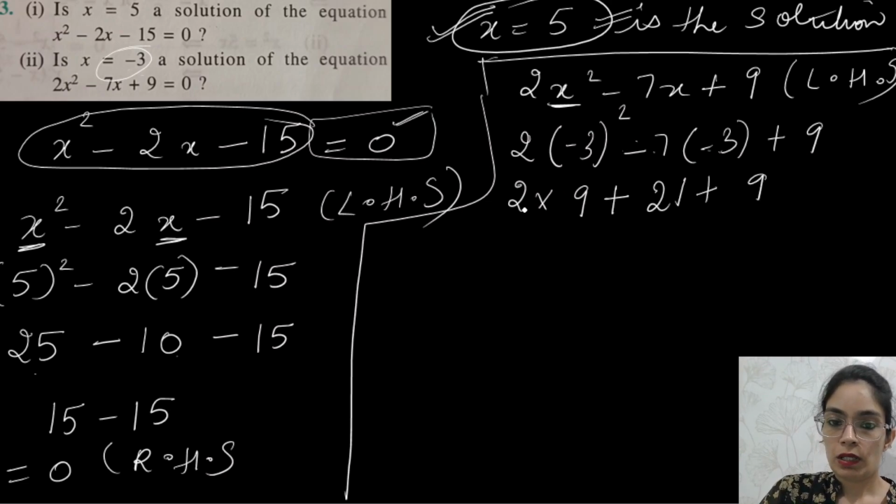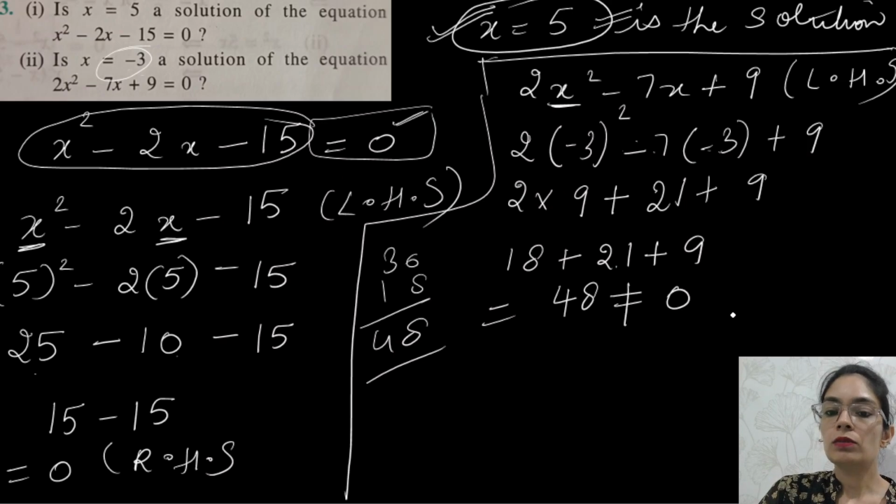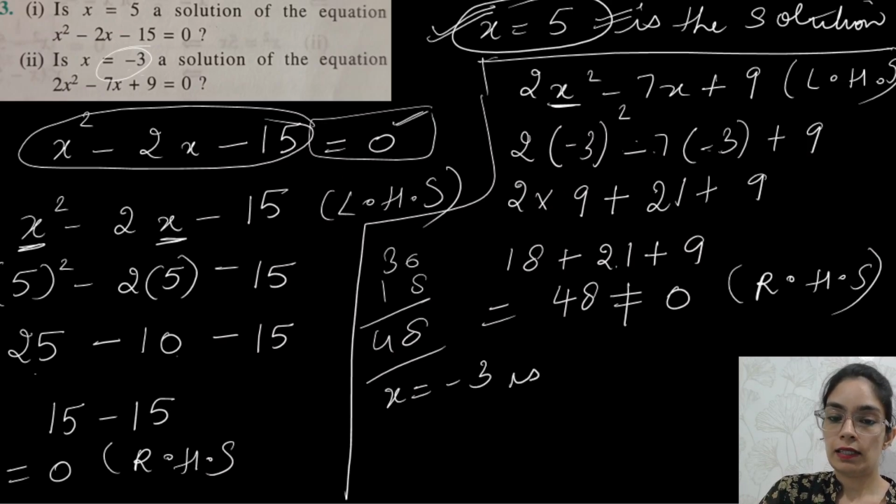Plus 9. So this is 18 plus 21 plus 9. If you are adding them, 21 plus 9 is 30, and 30 plus 18, you will get the answer equals 48, which is not equal to 0. That means it is not equal to our right hand side. That means x equals minus 3 is not a solution of the given equation.